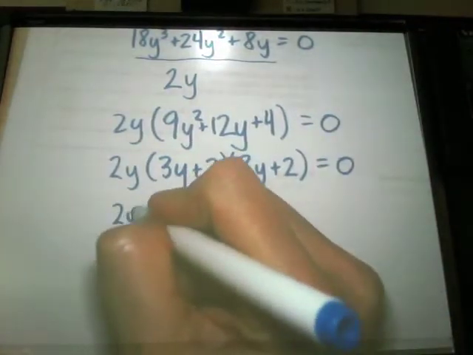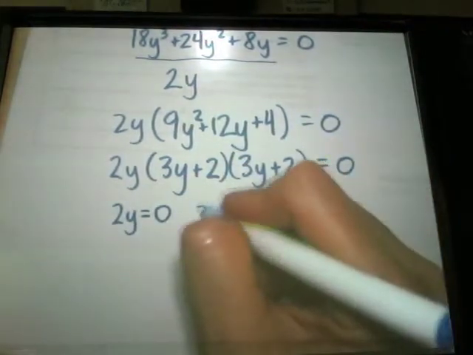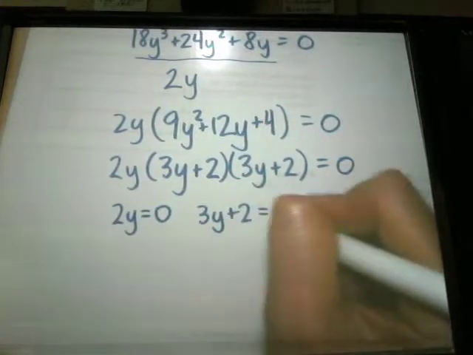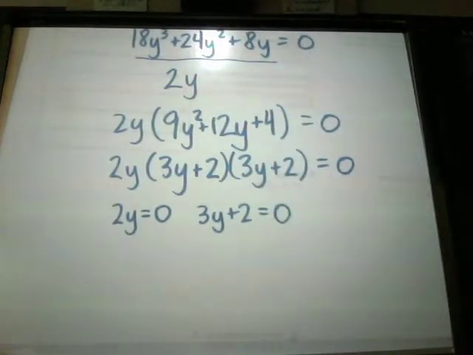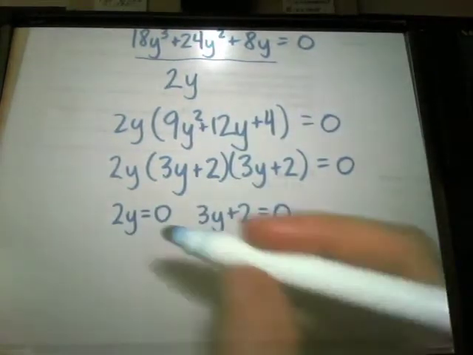Now, we take each factor and set it equal to 0. Do I need to do 3y plus 2 equals 0 twice? No, you don't. I want you to know that technically it would be 2 answers, but they're going to be the exact same. Let's do the first one.